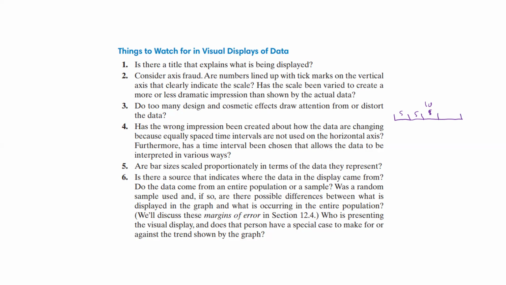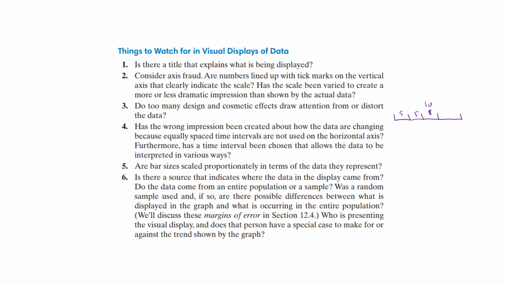Number five, are bar sizes scaled proportionally in terms of the data they represent? So they're just making bars at different sizes. We'll look at something about that in a little bit. And is there a source that indicates where the data in the display comes from? Did the data come from an entire population or a sample?